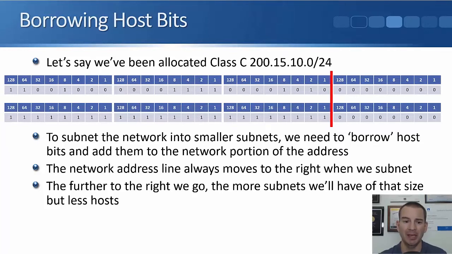So to do our subnetting, to divide that network into smaller subnets, we need to borrow some host bits and add them to the network portion of the address. So we're going to move the line that separates the network portion of the address and the host portion further over to the right. So we're going to take some of our host addresses away and give them to the network portion of the address. When we do subnetting, the line always moves to the right. And the further to the right we go, the more subnets that we're going to have, but the fewer hosts we'll have on each subnet.